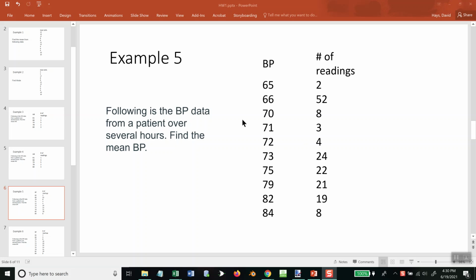Okay, in this problem, we want to, following is the BP data for a patient over several hours, find the mean BP. And we just got a single value for each one here. And then we got a number of readings. This is still group data. So we want to use our group data spreadsheet.